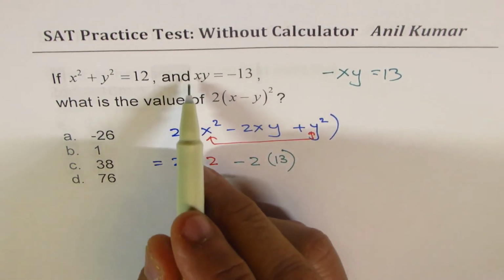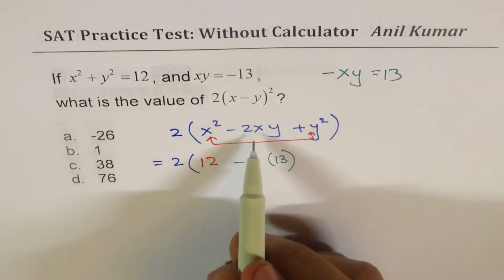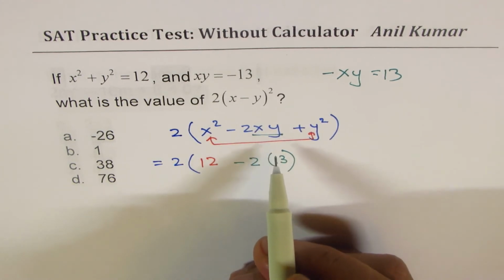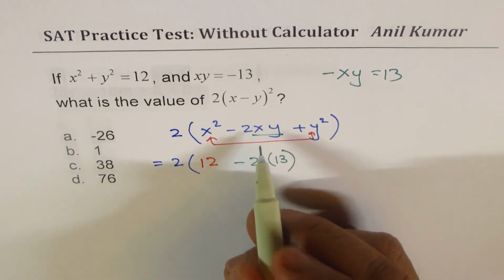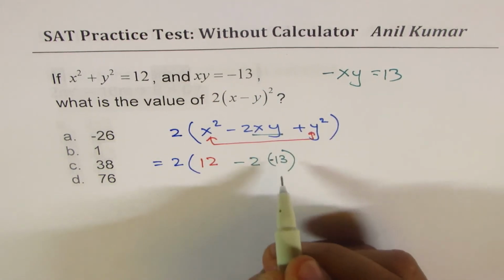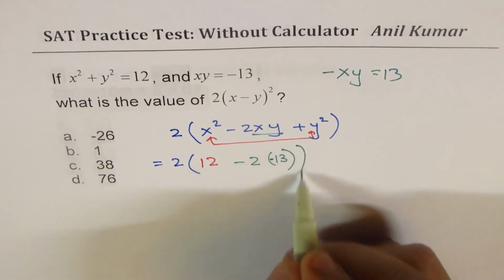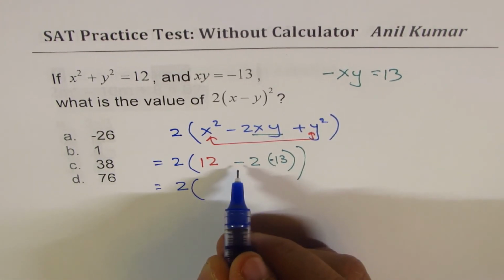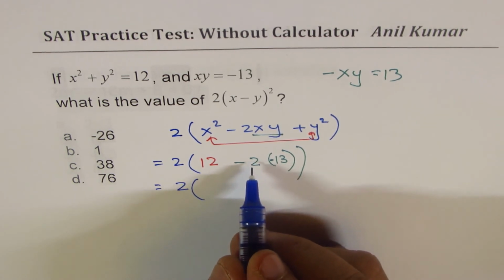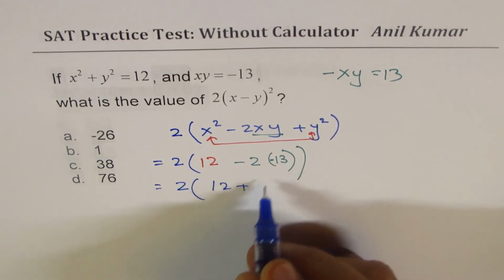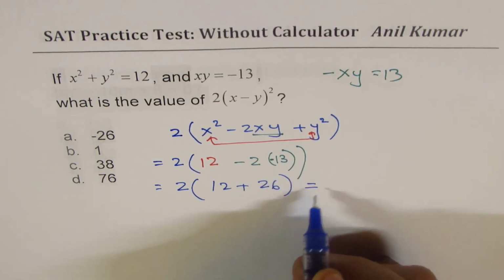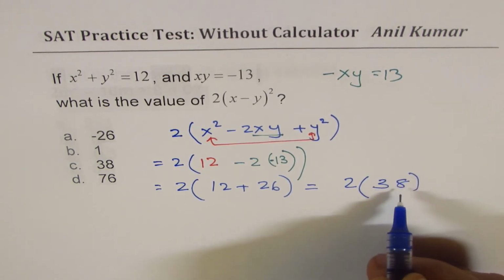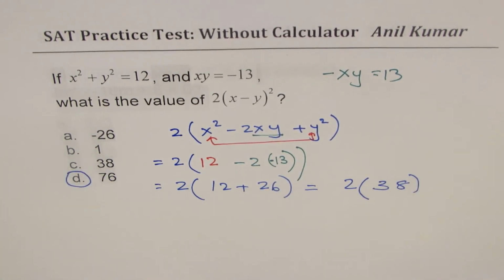Is it okay? xy is minus 13. Okay. So if you write this as xy as minus 13, in that case, okay, let's replace xy with minus 13. This is better. So we'll replace this by minus 13, and that's what you get. So what do you get here? So you get 2 times minus and minus makes it plus. That is what I wanted to tell you, right? So it is 12 plus 26, and that gives you 2 times 38. 2 times 38 is 76. That becomes your answer.